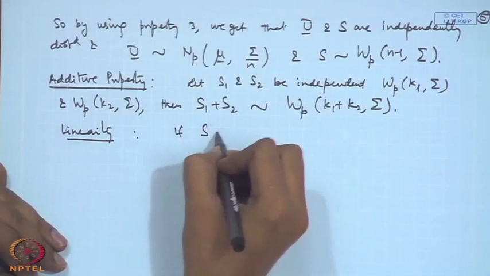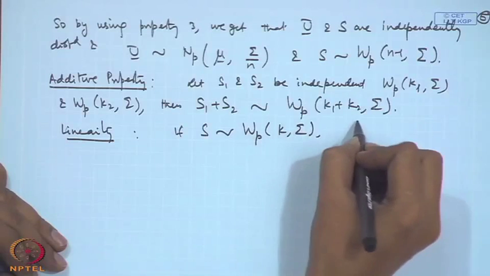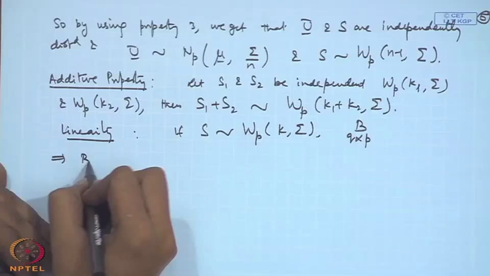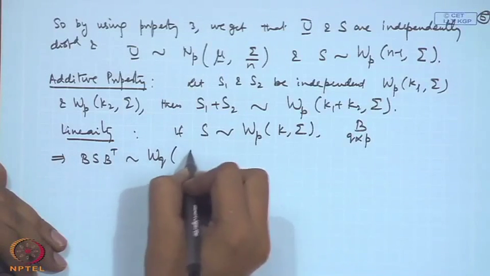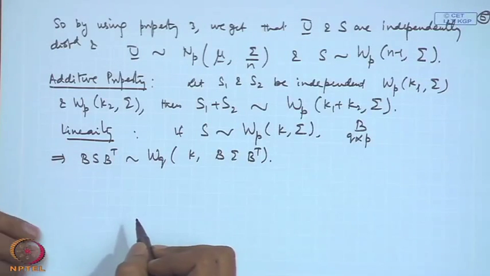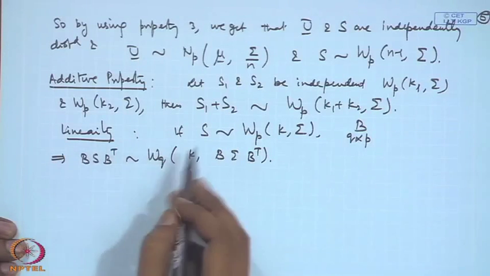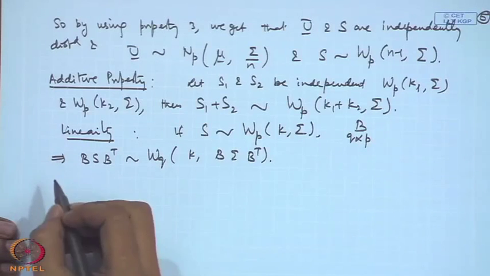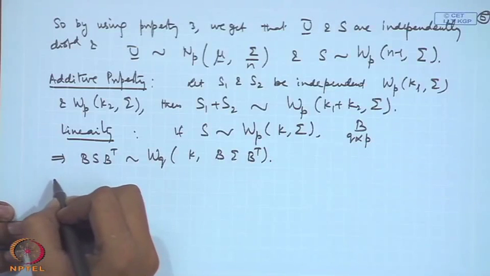If S follows Wishart(p, k, sigma) and B is a q by p matrix, then B S B transpose will follow Wishart q with B sigma B transpose. So, the result will follow from the definition of the Wishart distribution. Let us talk about the density part here.